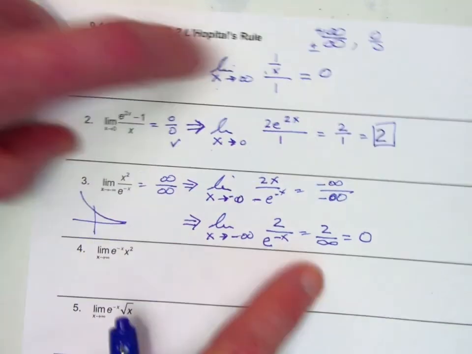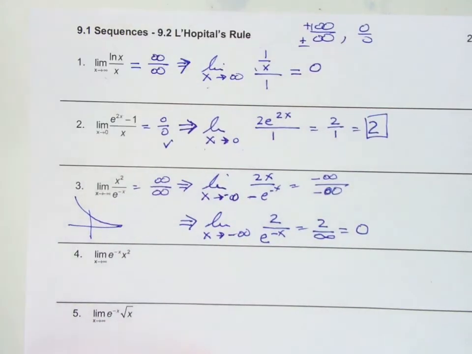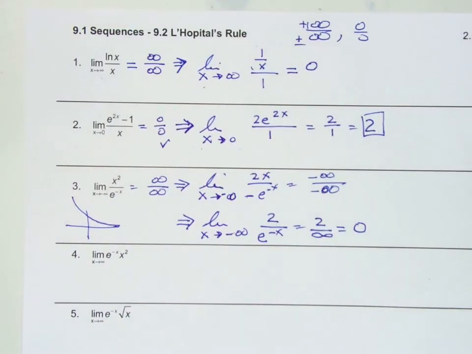Okay, and by the way, yes, we got infinity over infinity, and each time the limit was 0. Is it always going to be 0? No. So don't think that is always going to be the case. You can get a non-zero value.